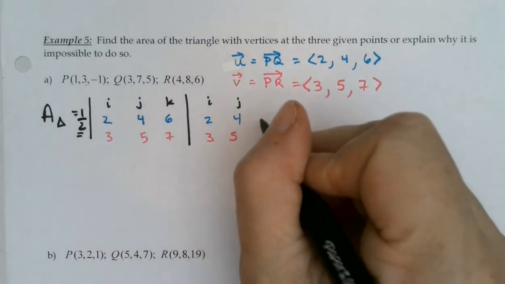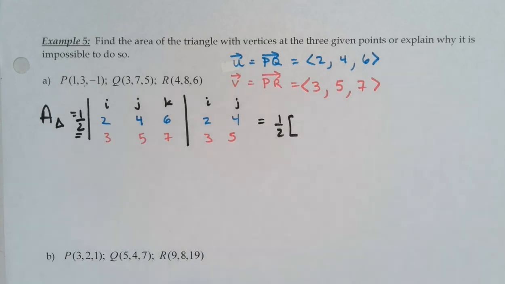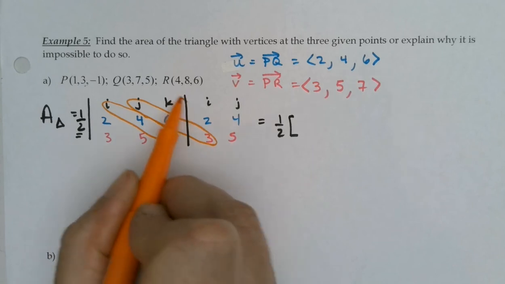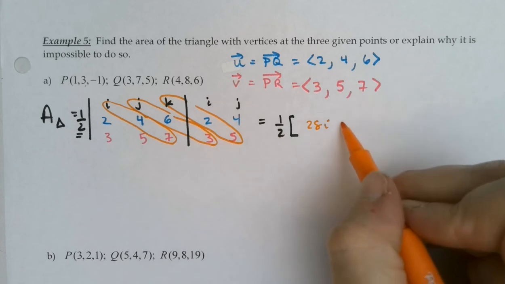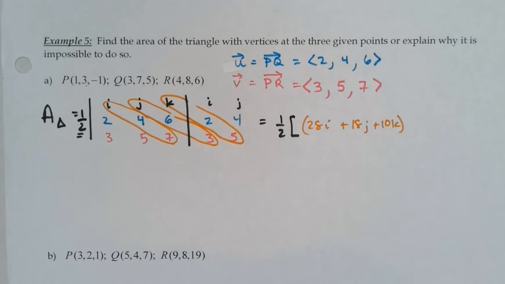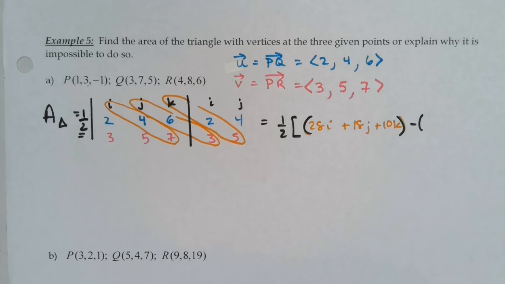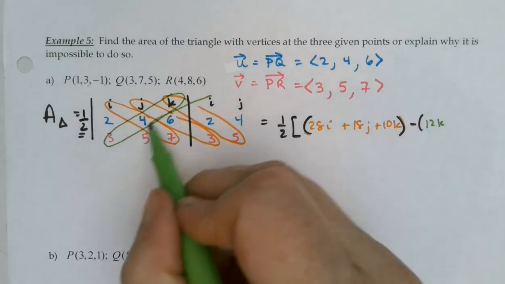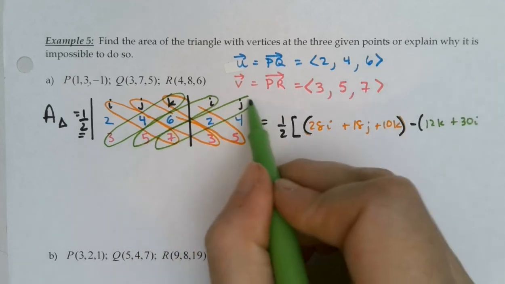All right, so let's see here. This is a half times, and then I'm going to go down the diagonal, down the diagonal, down the diagonal. So 28I, 18J, 10K, minus, and then I'm going to go up this diagonal. So 12K, 30I, and 14J.